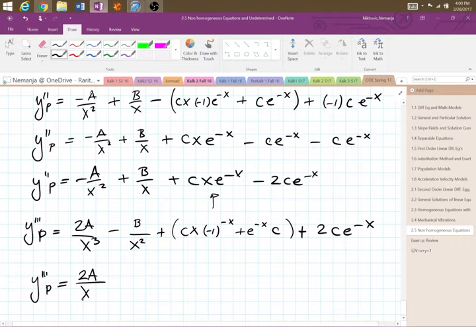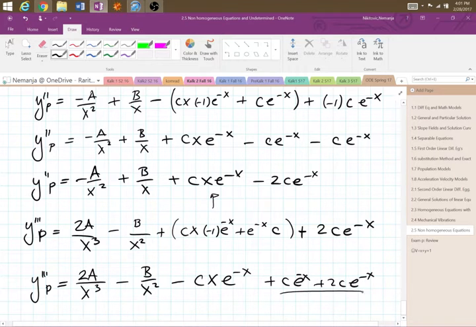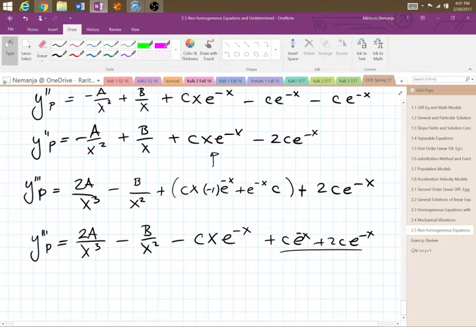2a over x cubed minus b over x squared minus cx, I forgot e over here, e to the negative x, plus c e to the x plus 2c e^(-x). These are like terms, right? I hope this is the last time I'm writing it.